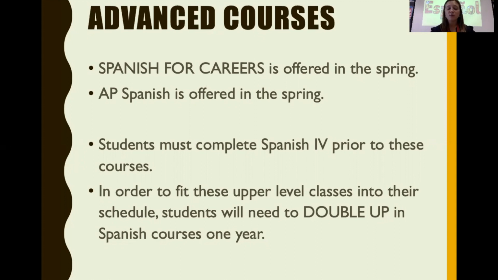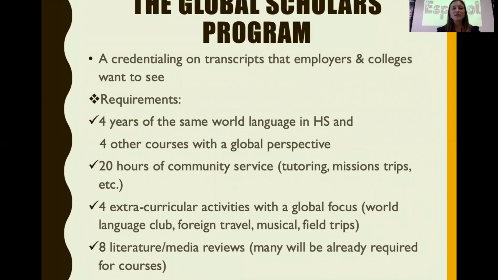So maybe as a sophomore, they take Spanish 2 and 3. So as a junior, they can take 4. And then as a senior, they can take AP or Spanish for Careers. Again, that's something they can come and chat with me or any Spanish teacher about to look at their particular schedule and align it with their other classes. We do offer the Global Scholars Program now here at Cocalico.